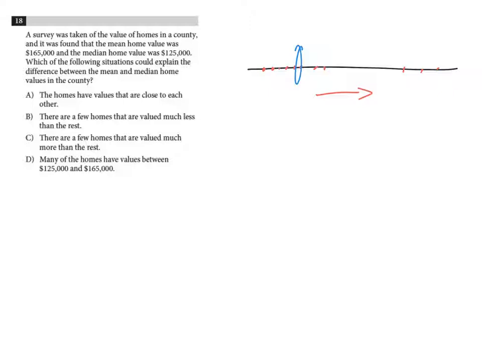So the options: A, the homes have values that are close to each other. B, there are a few homes that are valued much less than the rest. C, there are a few homes that are valued much more than the rest. That sure sounds like our answer. And D, many of the homes have values between 125 and 165,000. I'm going to say C.